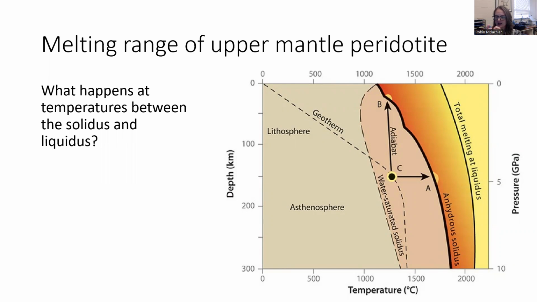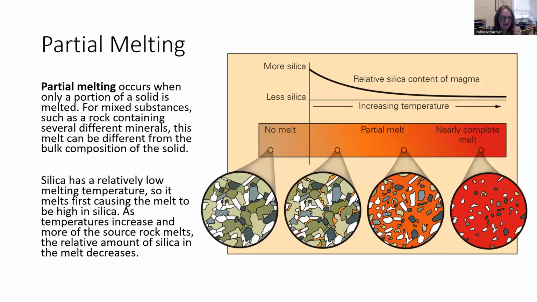What's happening in that area? It starts to melt, but it's not totally melted. Well, a lot happens at that point, and that's one of the reasons that our igneous rocks are so different from each other. But one of the things that happens is what we call partial melting. And it means that, again, part of the rock melts before the other part.